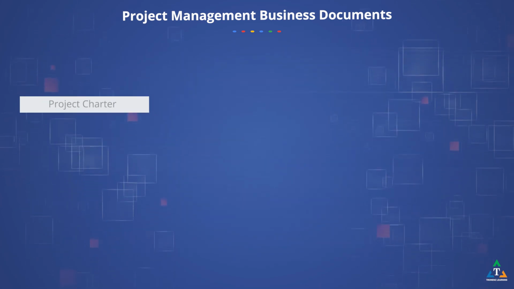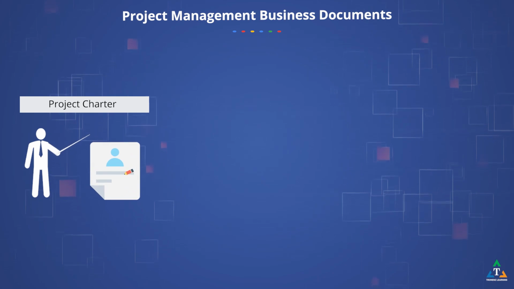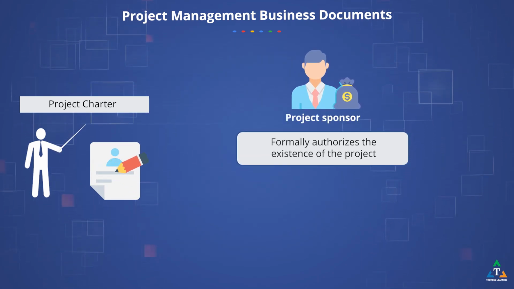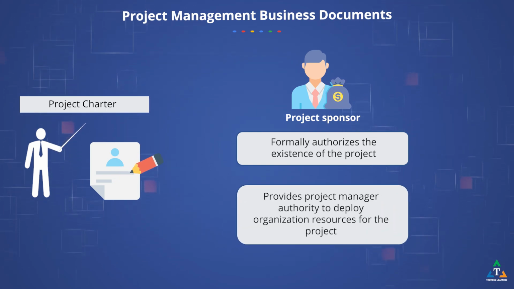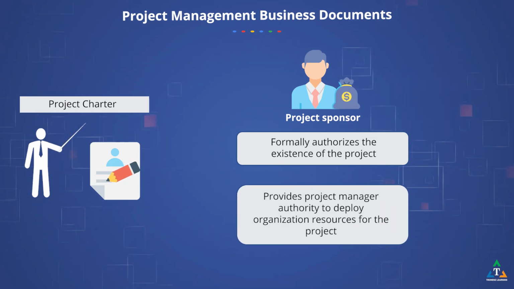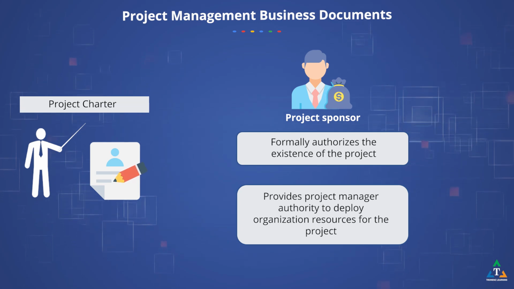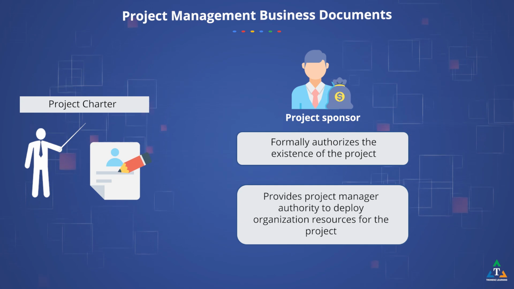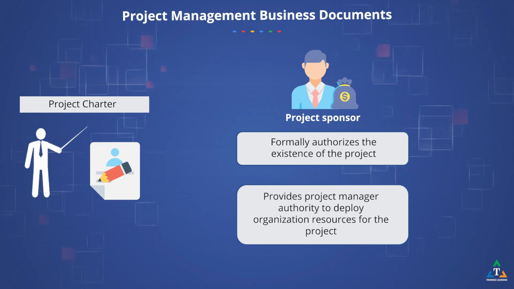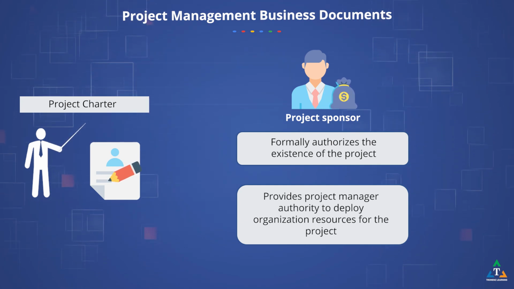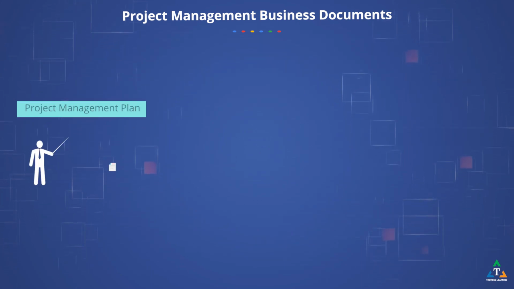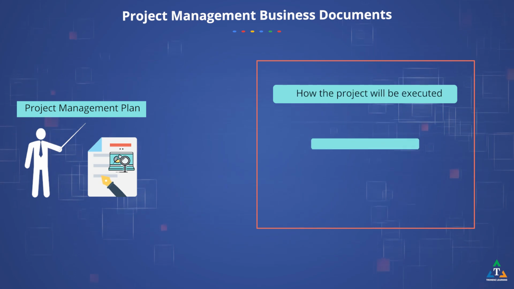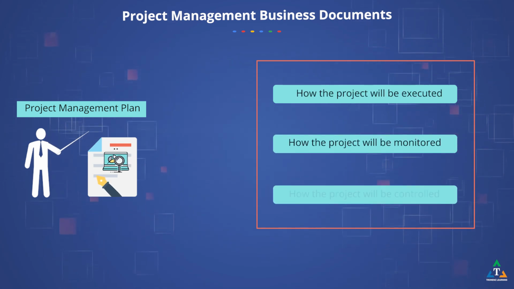The project charter is defined as a document issued by the project sponsor that formally authorizes the existence of a project and provides the project manager with the authority to apply organizational resources to project activities. Simply put, a project charter is the official document that authorizes a project. The project management plan is defined as the document that describes how the project will be executed, monitored, and controlled.